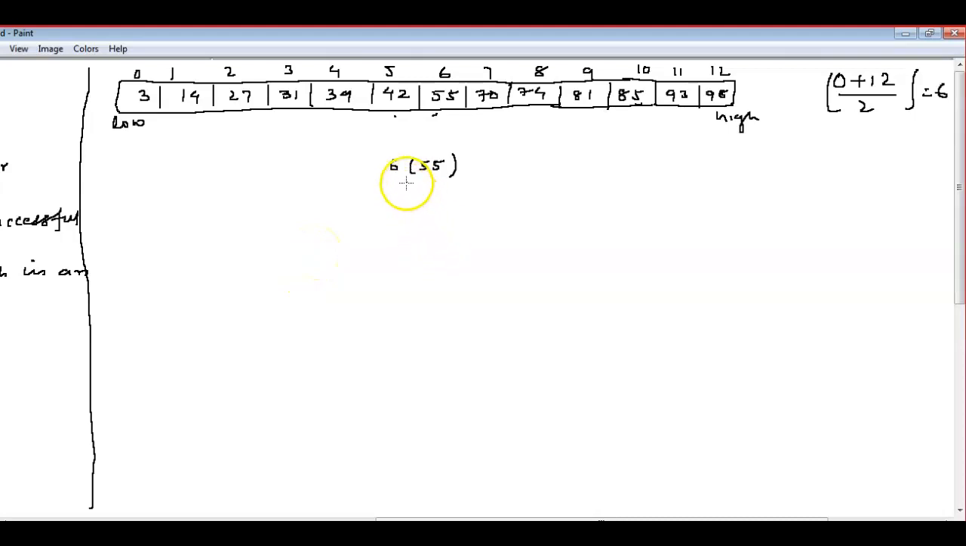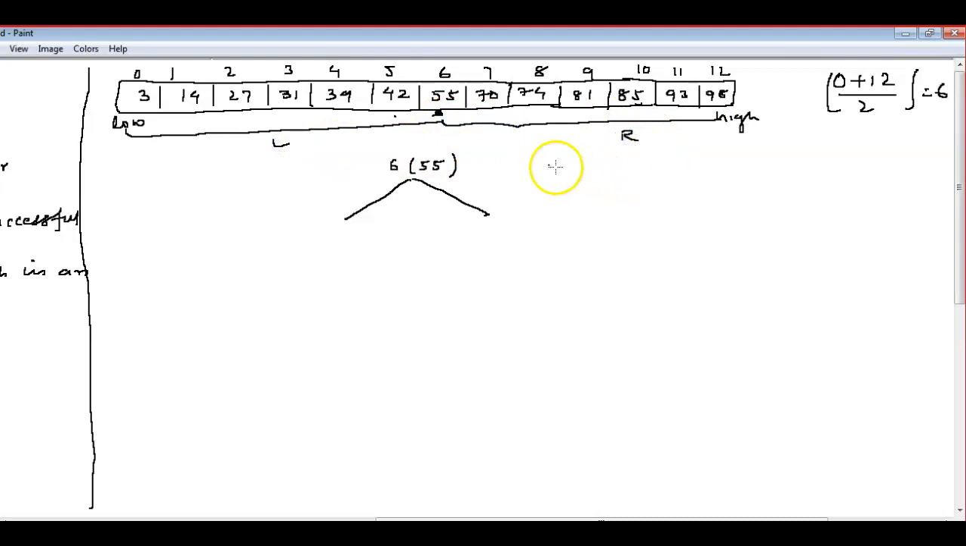Now from here it will go to the left-hand side and the right-hand side. Once you have divided at 55, this will be the left-hand side and this is the right-hand side, right? So now how many elements? This 55 is already done, so you do not include 55 in either left or right. So how many elements are there on this side?